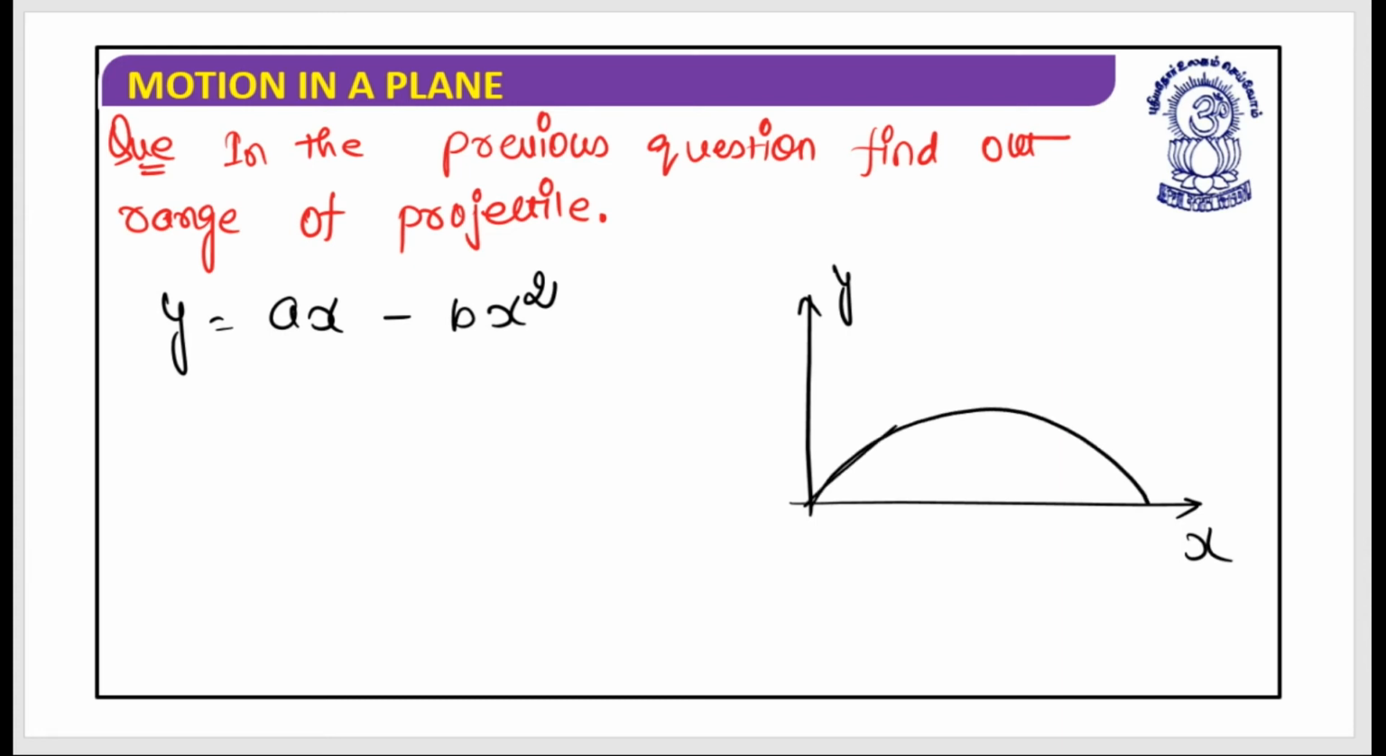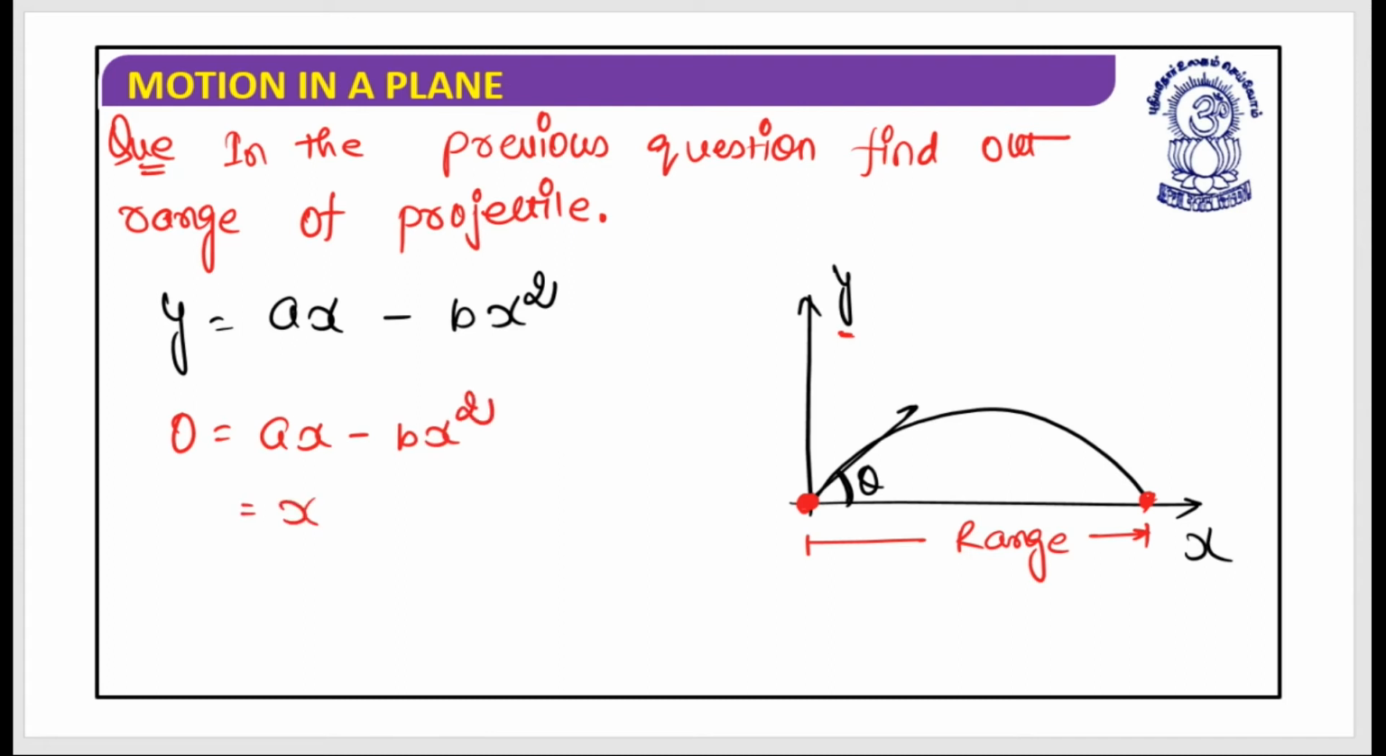Something like this may be projected with a certain angle theta. If this is the situation, then from here to here, this must be the range of the projectile. When I consider the range, y will be 0. That means the displacement on the y axis will be 0 when I am getting the range. So this should be 0, which could be equal to ax minus bx square.